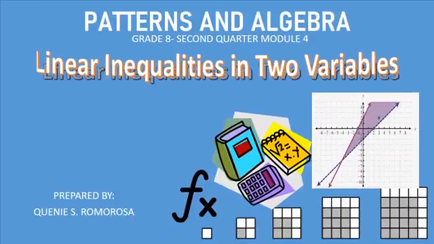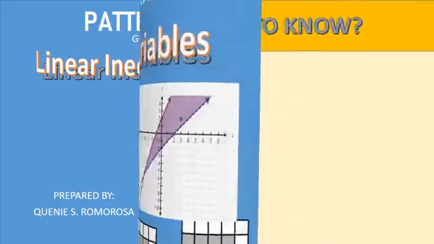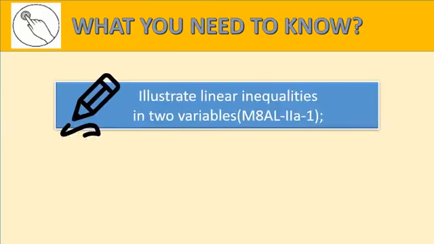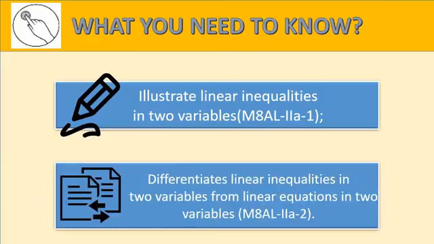This video presentation is for second quarter module 4 in patterns and algebra for grade 8. Our topic is linear inequalities in two variables. What you need to know. We have two main objectives that we need to achieve for this session. First, you are going to illustrate linear inequalities in two variables. And the second one is to differentiate linear inequalities in two variables from linear equations in two variables.